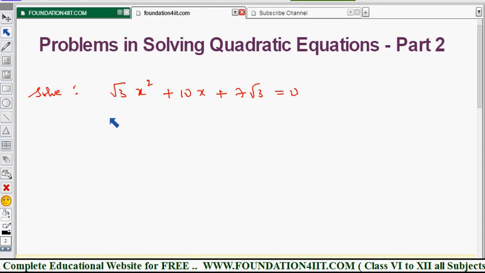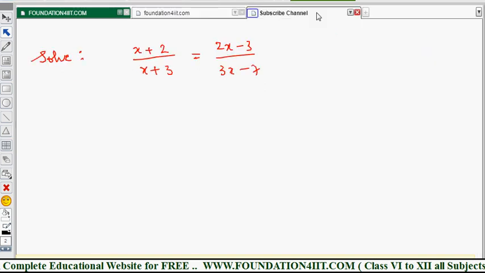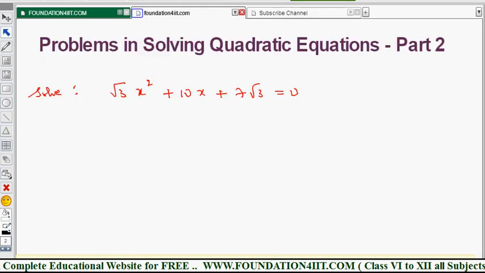Now let us solve these type of problems. When you have square roots, if you observe this question, root 3 x square plus 10x plus 7 root 3 is equal to 0. And one more question, this is not in general form, we'll convert it into general form and solve it. Let me show these sums now.